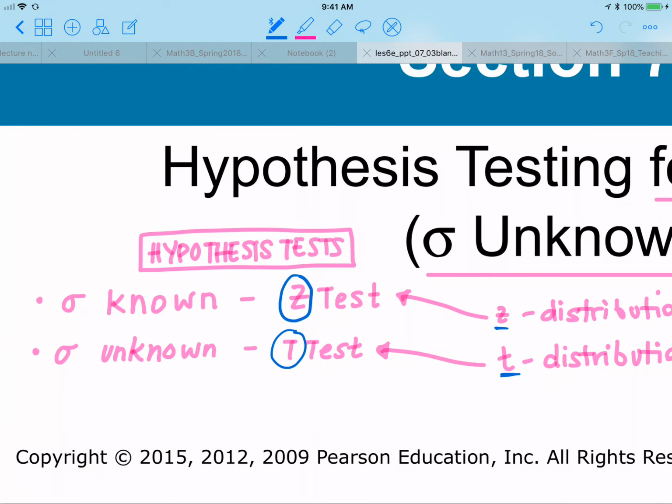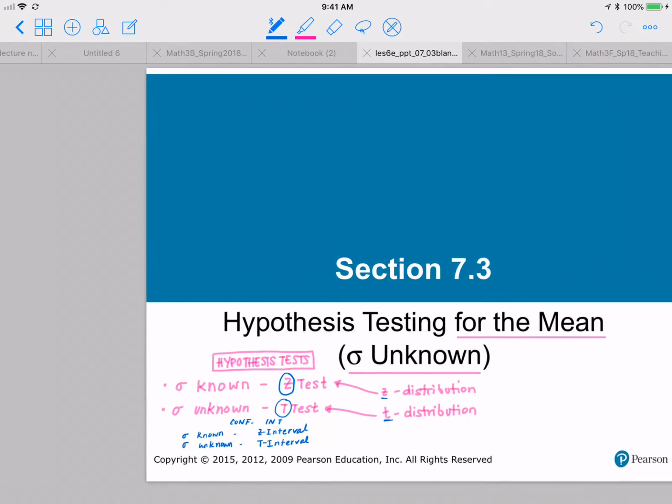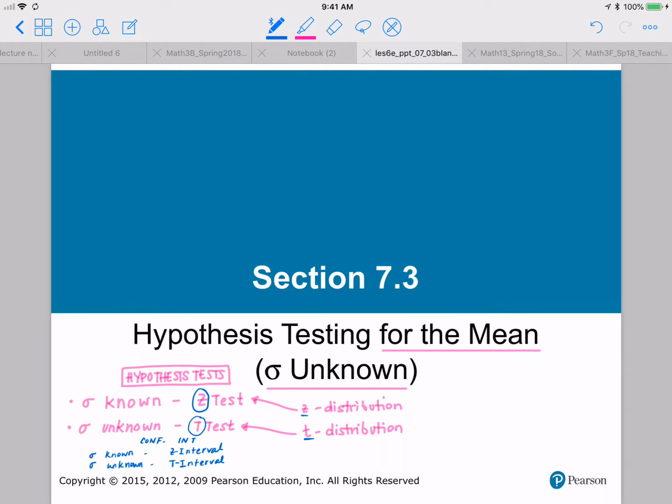And the reason why this is similar to the confidence intervals is because when sigma was known, we used a z interval, right? Do you remember? And then with sigma unknown, we used a t interval. Okay? So we'll have some similarities that we're going to be able to lean on in terms of the parallels between the two cases.